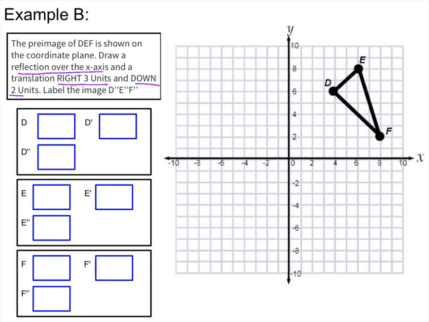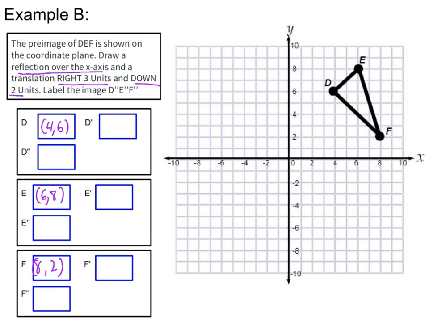So again, the first thing we're going to start doing is by writing down the points that we have. So D is at 4, 6. We've got E over at 6, 8. And we've got F at 8, 2. So now that we have those, we can either use our math for our reflection or our counting. Since we're going to be doing a reflection, I'm going to go counting over the axis.